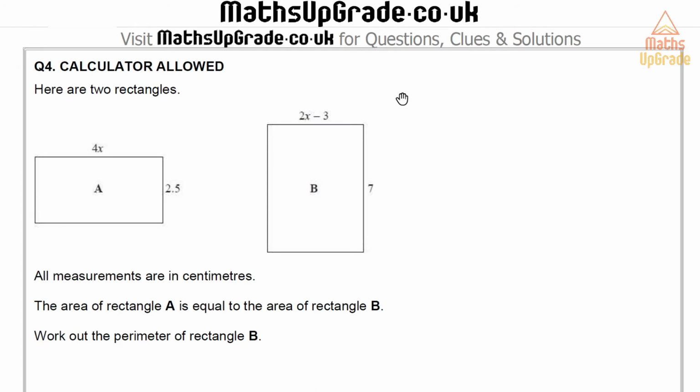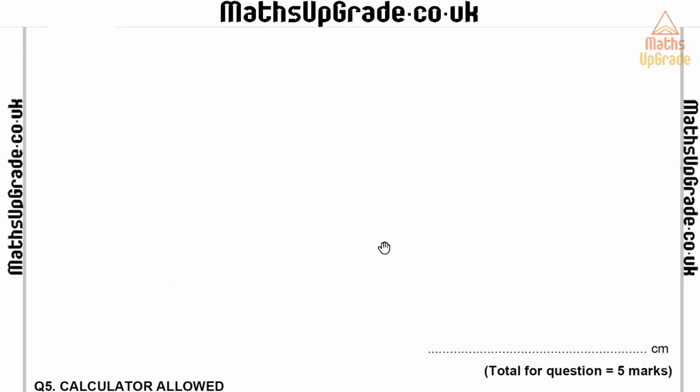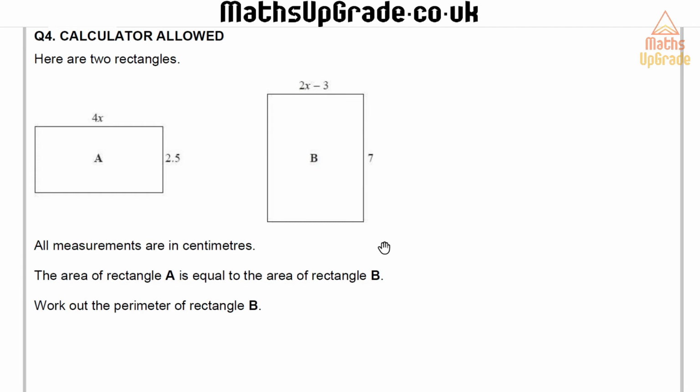Question 4 states I've got 2 rectangles. So we've got rectangle A, rectangle B. When the areas of the 2 rectangles are equal, I have to find the perimeter of rectangle B. The whole question is worth 5 marks. So this question actually involves forming and solving equations.